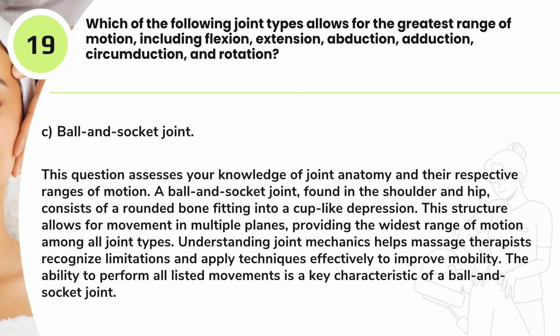Answer: C. Ball and socket joint. This question assesses your knowledge of joint anatomy and their respective ranges of motion. A ball and socket joint, found in the shoulder and hip, consists of a rounded bone fitting into a cup-like depression. This structure allows for movement in multiple planes, providing the widest range of motion among all joint types.